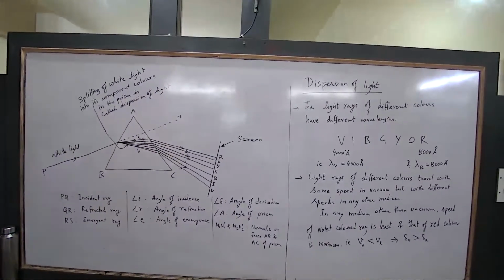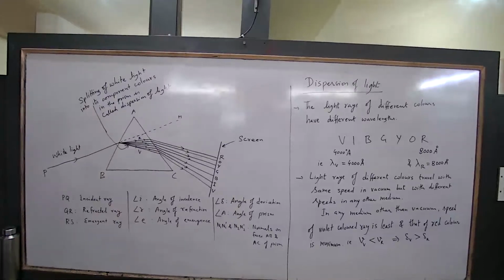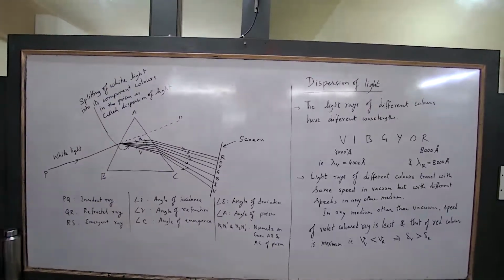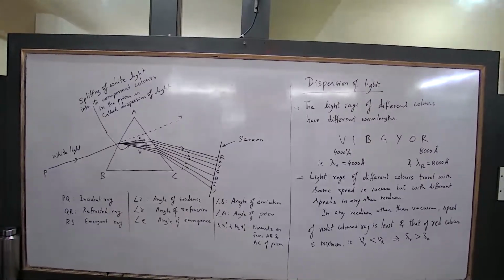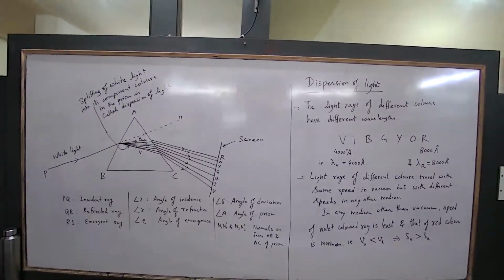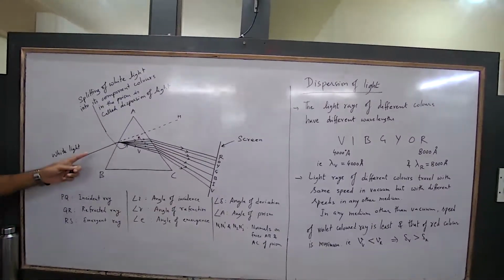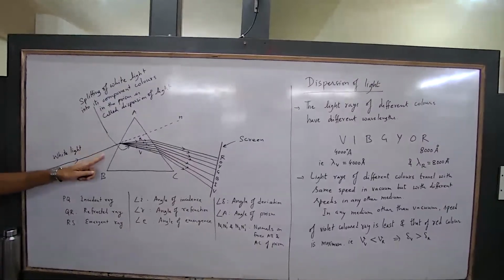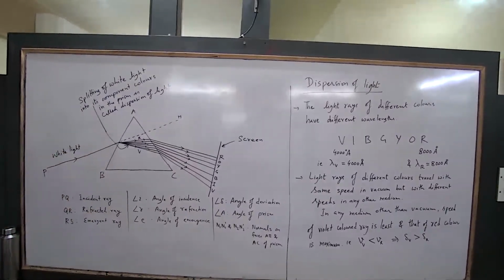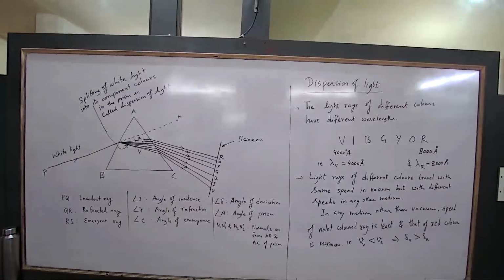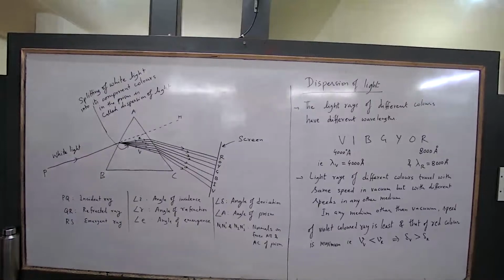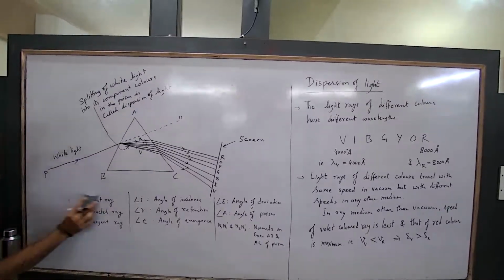Is that clear? So where is this dispersion taking place? Which phase, AB or AC? AB. So dispersion is taking place at AB. So what is taking place at AC? Splitting is here. So dispersion is taking place at AB.